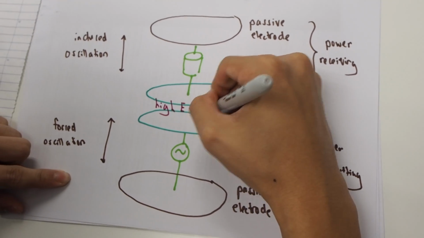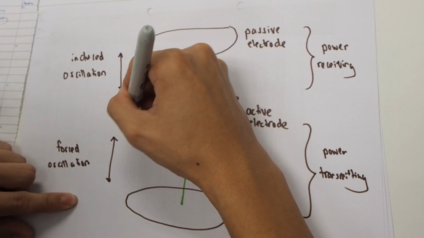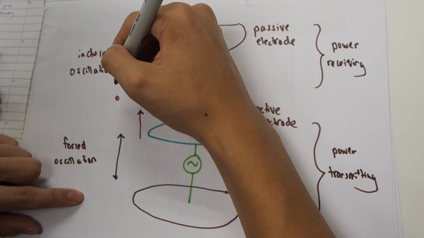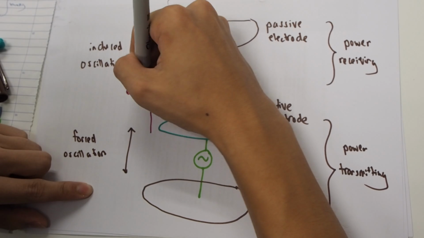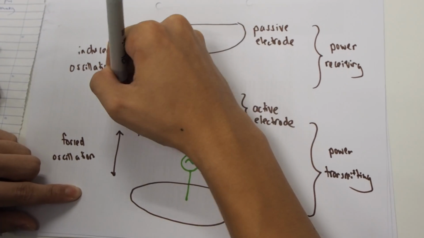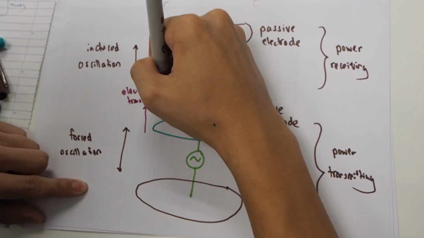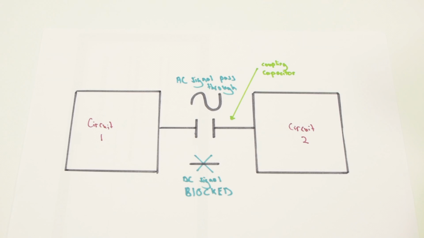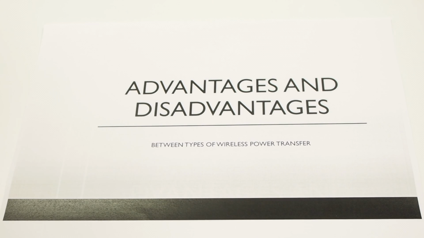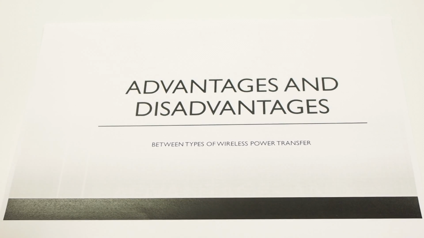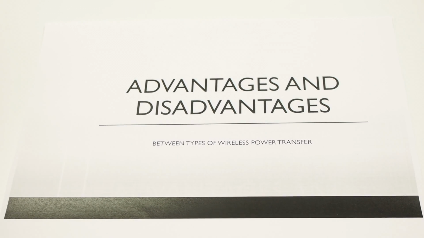The electric field inside the capacitor between the two plates is what completes the AC circuit. This configuration achieves high efficiency wireless power transmission with high positioning flexibility. So this is the basic idea of capacitive coupling. Each type of wireless power transfer has its own advantages and disadvantages and would be useful under different circumstances because of it.